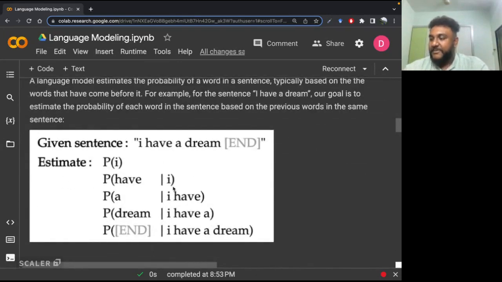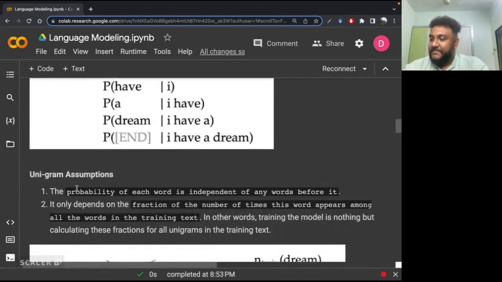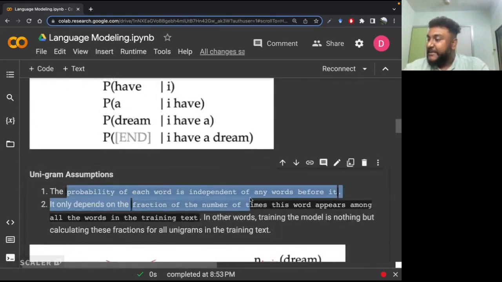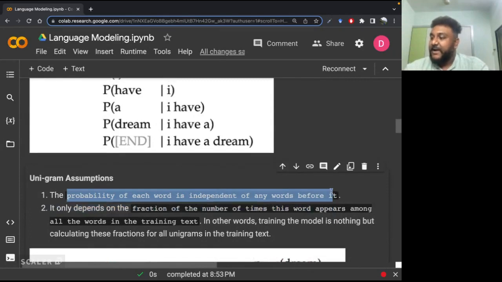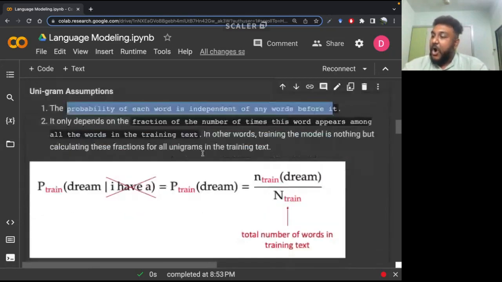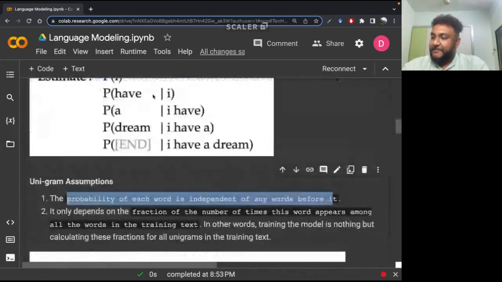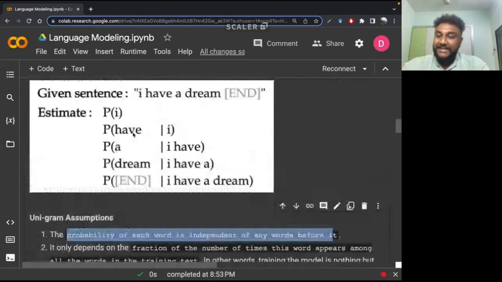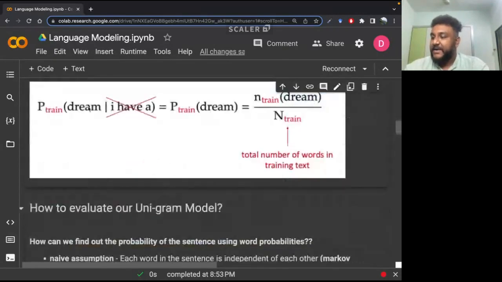calculate all of these probabilities. In the unigram assumption, the probability of each word is independent of any words before it, right? So this P of have given I, P of a given I have, P of dream given I have a, all become just P of this thing. Remember, the independence assumption allows us to get rid of stuff which is coming after the given symbol in the probability. So all of these probabilities in this case will simply become individual probabilities of the words, right? So P train of dream given I have a becomes simply P train of dream.